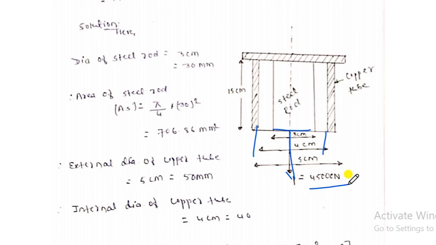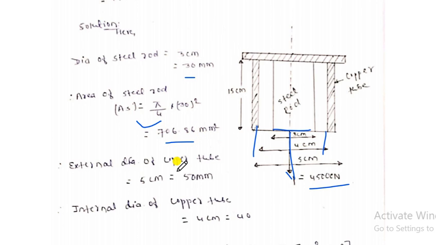newtons. So here we need to calculate how much stress is induced in the copper and the steel at the same time, meaning how much load is carried by the steel and how much load is carried by the copper. We just need to follow the same procedure. We have to calculate the area of steel. The diameter is 3 centimeters, so I have converted it into mm. So this is the area of steel.